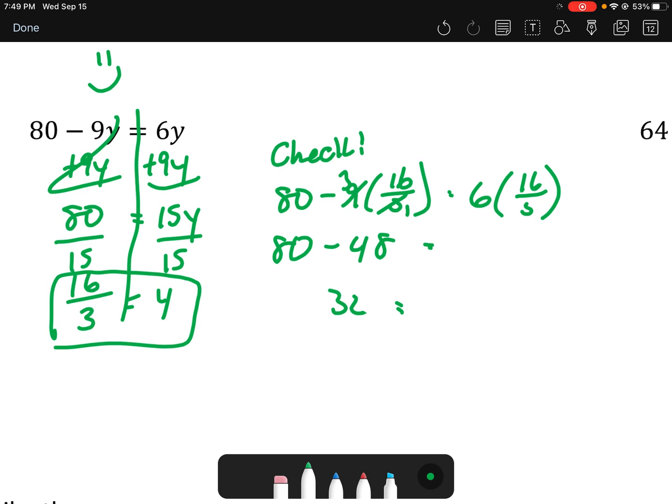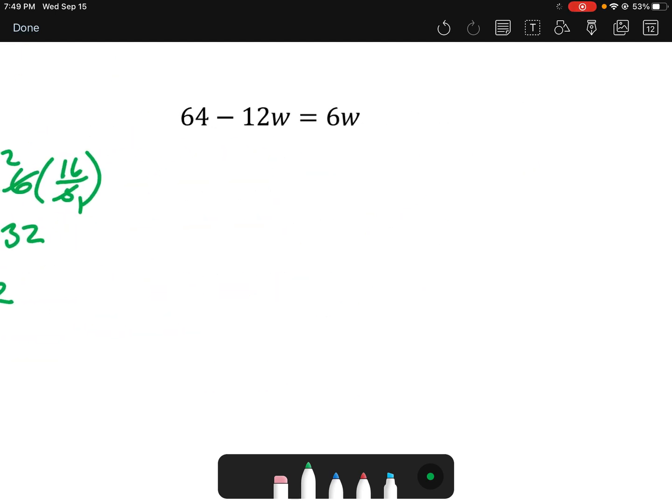And then on this side, I just have to do 6 times 16/3. So that turns to a 1, I get a 2, and yeah, that equals 32. Hooray, the correct answer, 16/3. What a beautiful answer, I love it. This one gets 2 stars, but no check marks.